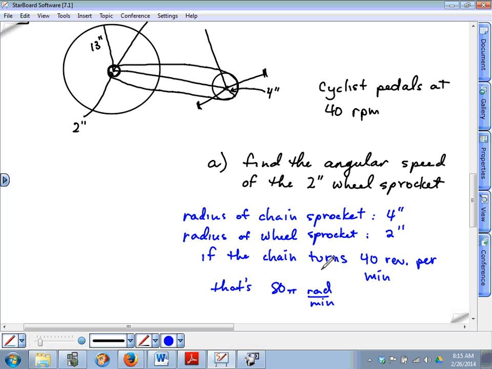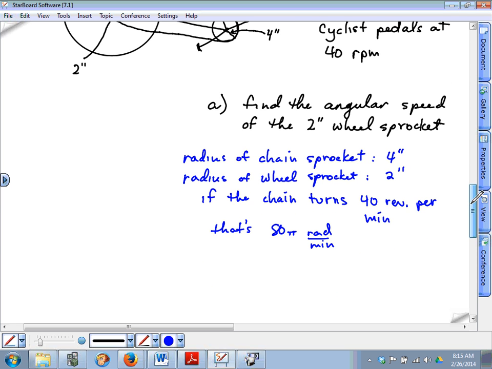Why is it the same arc length? They're connected by that chain, and this is assuming the chain doesn't slip, which it doesn't because it has those little teeth. So whatever arc length this turns, the smaller one has the same arc length. It just takes more spins to do that same arc length.